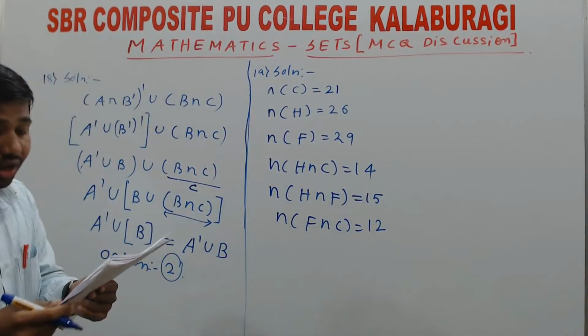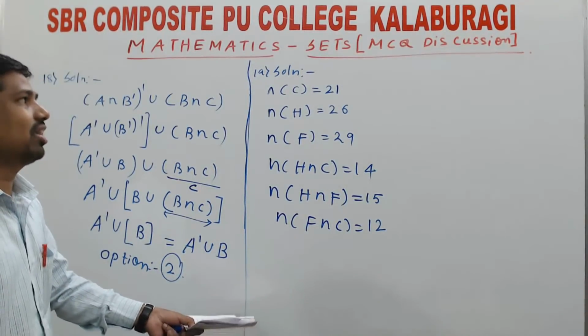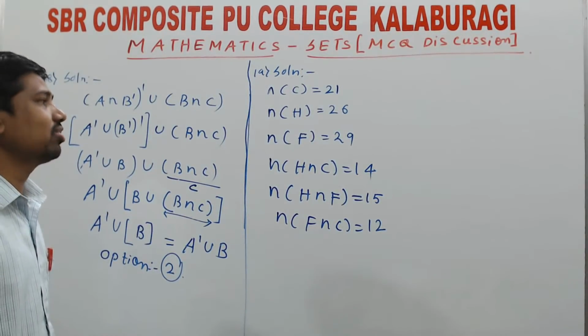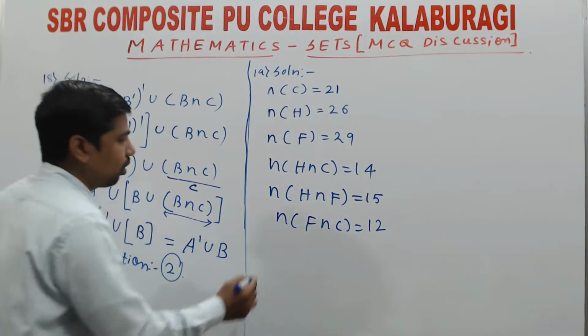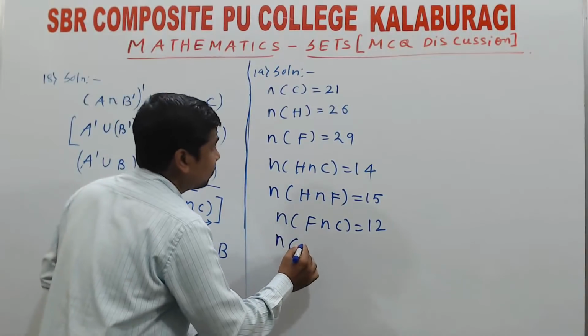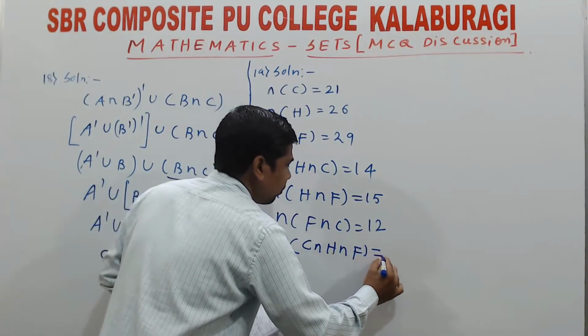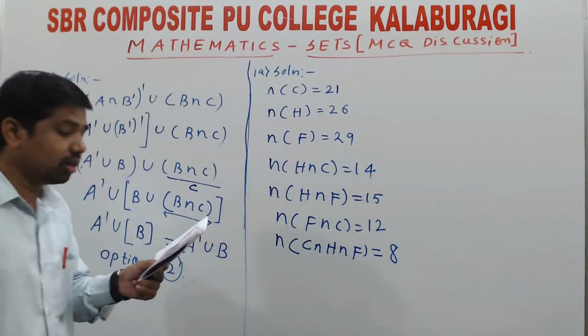Next, 8 play all three games. All three games means the intersection: C intersection H intersection F, that is cricket, hockey and football. So 8 play all three games, that is N of C intersection H intersection F is equal to 8.